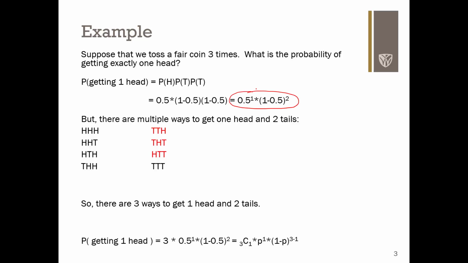So that's the probability of getting one head. But there are multiple ways that you can get one head and two tails, right? We could list all of the possible outcomes that we could achieve if we flipped a coin 3 times. And out of those outcomes, those highlighted here in red have two tails and one head. So we can get tail, tail, head, tail, head, tail, and head, tail, tail.